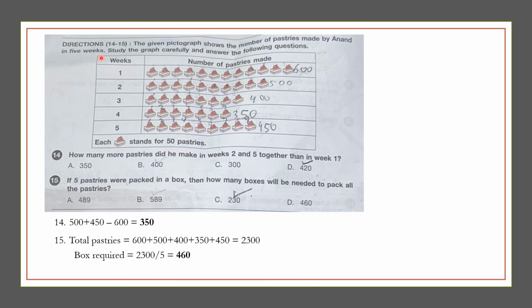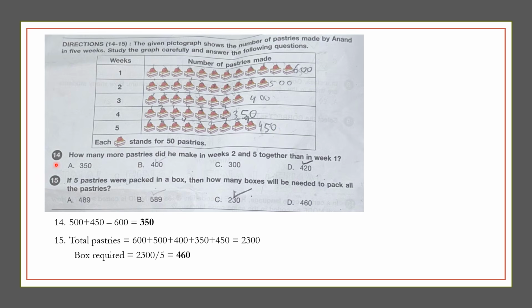Direction for question number 14 and 15. The given pictograph shows the number of pastries made by Anand in 5 weeks. Study the graph carefully and answer the following questions. Here one pastry symbol stands for 50. Here we count 1, 2, 3, 4, 5, 6, 7, 8, 9, 10, 11, 12. So 12 times 50 equals 600. Here 10 times 50, 500. Here 8 times 50, 400. Here 7 times 50, 350. And here 9 times 50, 450.